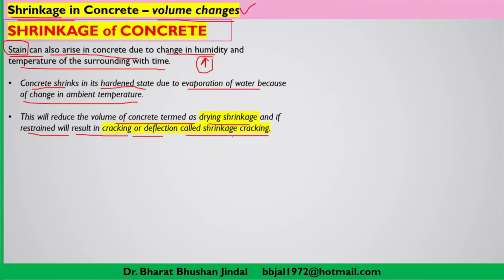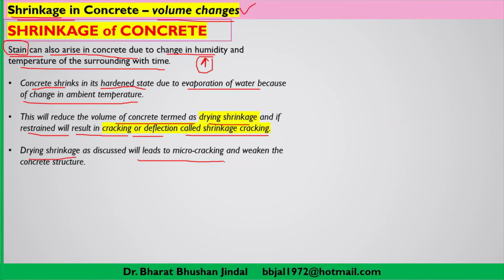Earlier we have gone through creep, now it is shrinkage. So cracking due to shrinkage of concrete is known as shrinkage cracking. Drying shrinkage, as we have discussed, will lead to micro cracks, and when the concrete structure is prone to micro cracks or some cracks are emerging in the concrete member due to evaporation of water, it will definitely influence the strength of the concrete. That means it will weaken the concrete structure.